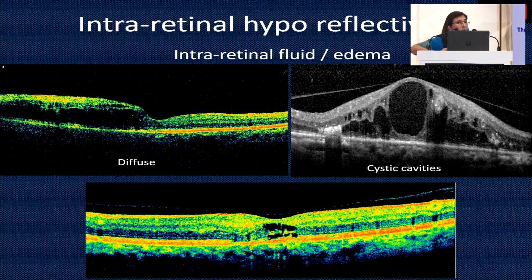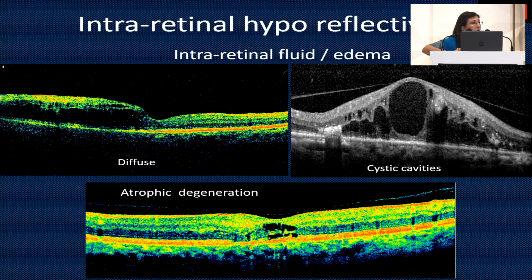But not all hyporeflective spaces are fluid. Sometimes you may see these kind of spaces, but they are not due to fluid, they are due to atrophy of the retinal cells or degeneration. So how do you differentiate? It has to be a clinical examination, so a good thorough 90-day examination which will help you differentiate any clinical macular edema.